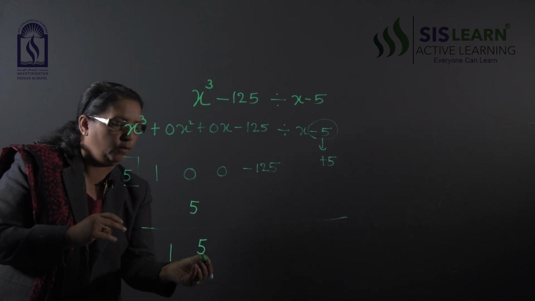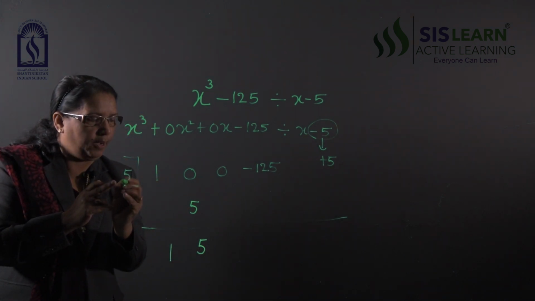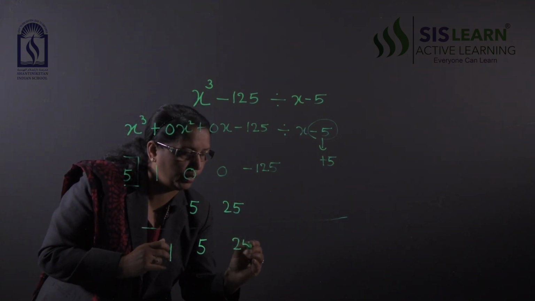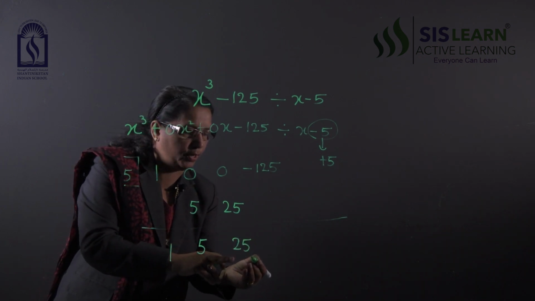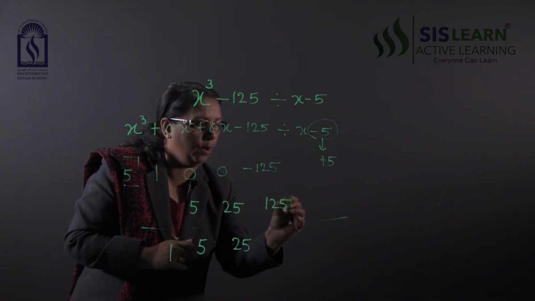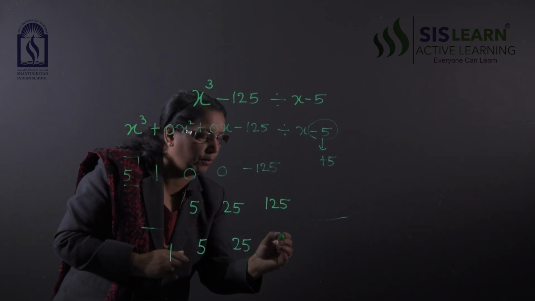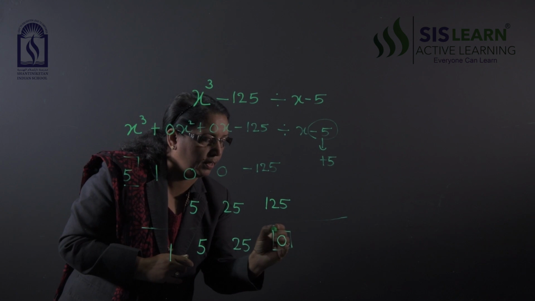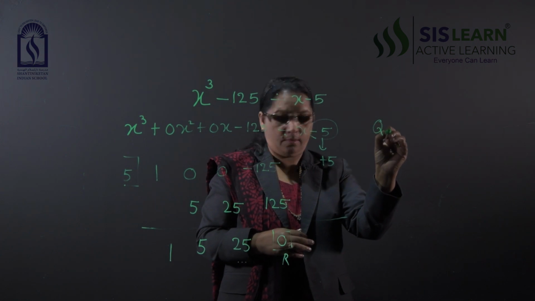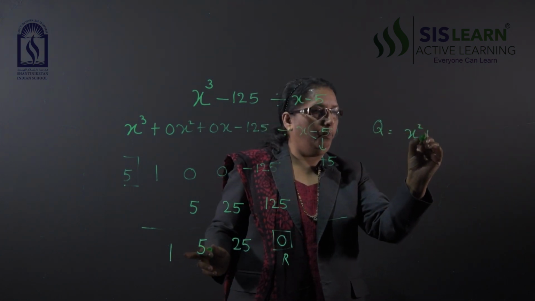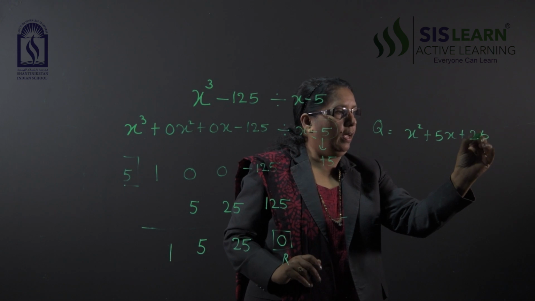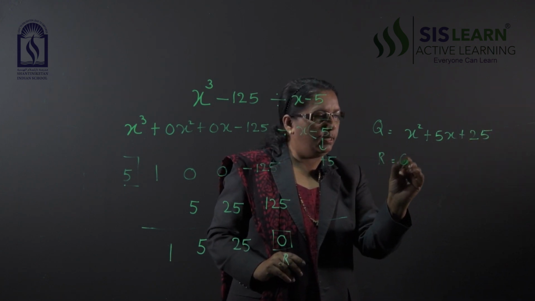Again, this 5 we are multiplying with the divisor 5, we get 25. Adding 0 and 25, you get 25. Again this 25 is to be multiplied by 5, you get 125. Now adding negative 125 and positive 125, you get 0, your remainder is going to be 0. Now you write the quotient here, x square plus 5x plus 25, and the remainder is going to be 0.